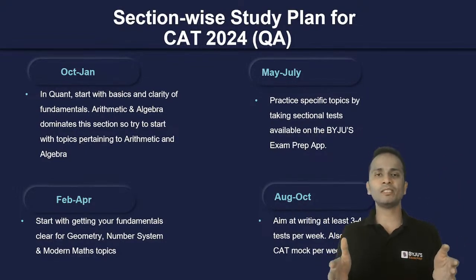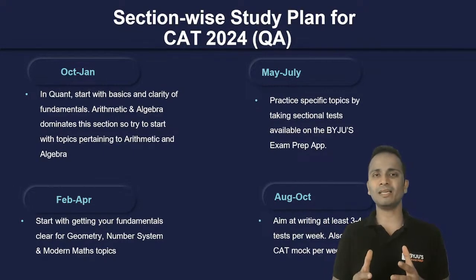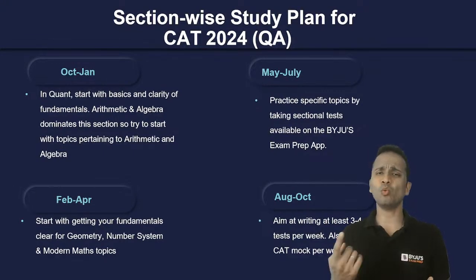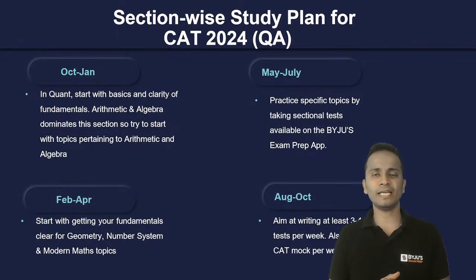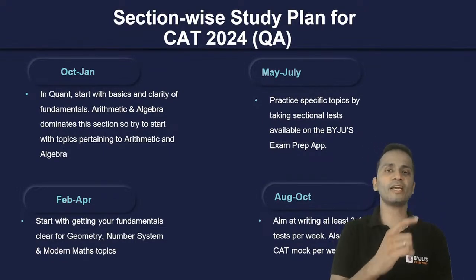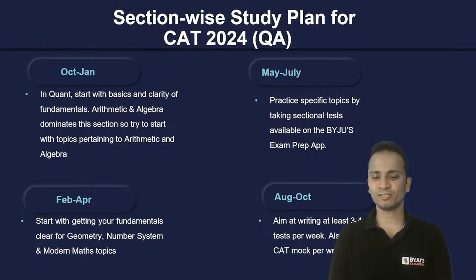So in these months, you must spend some time, let's say weekly, 1 day or one in 10 days. You can take out 1 day in 7 to 10 days and revise everything from arithmetic and algebra. Otherwise, in these 3 months, you will forget everything about arithmetic and algebra. So the revision is very important when it comes to QA.